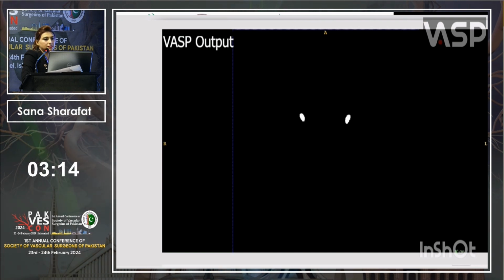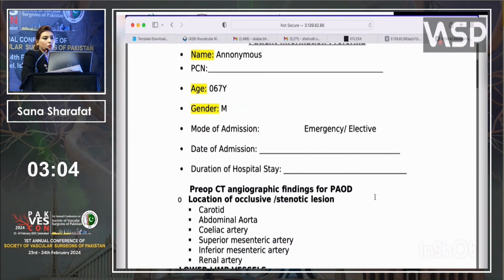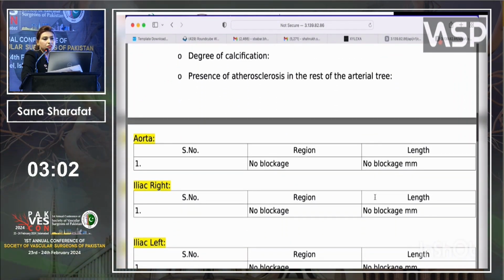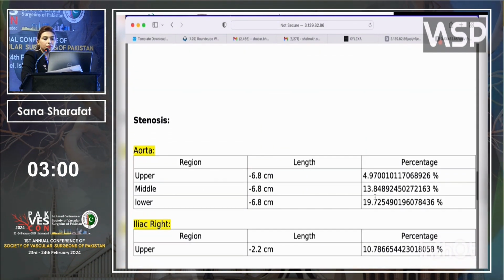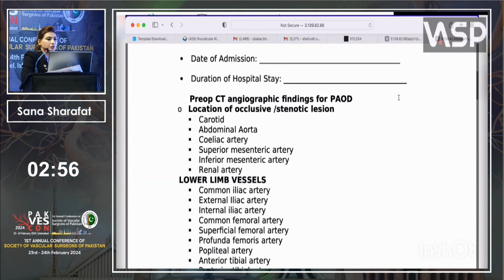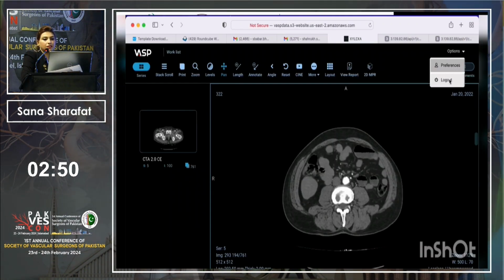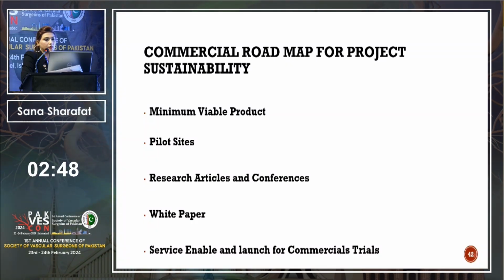These are the vessels that are being highlighted by the AI system. It's showing the diameters and everything. Then this is a patient information proforma that has all the demographic features, the clinical features, the pre-op Doppler findings, and these are the percentages of stenosis or the lengths of stenosis that it is showing. So this report will help the radiologists and surgeons in decision-making for further treatment.